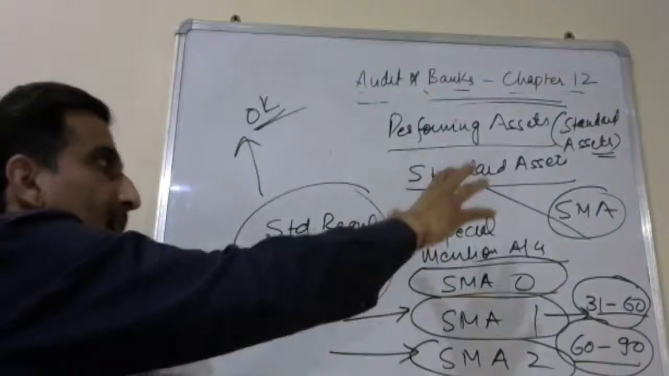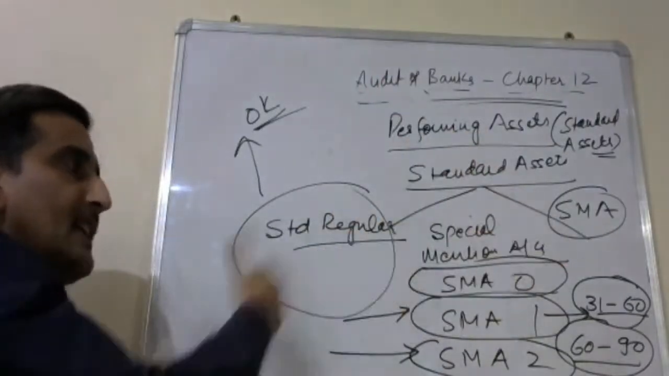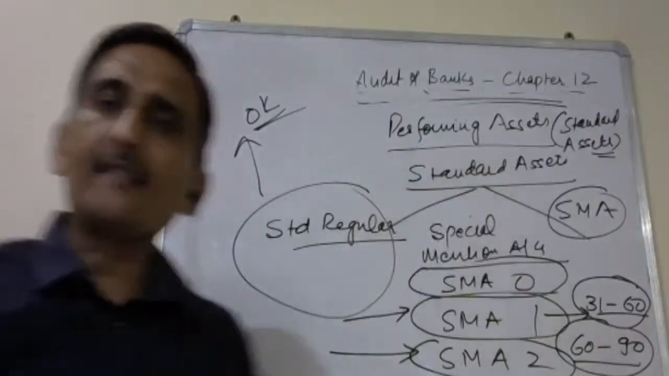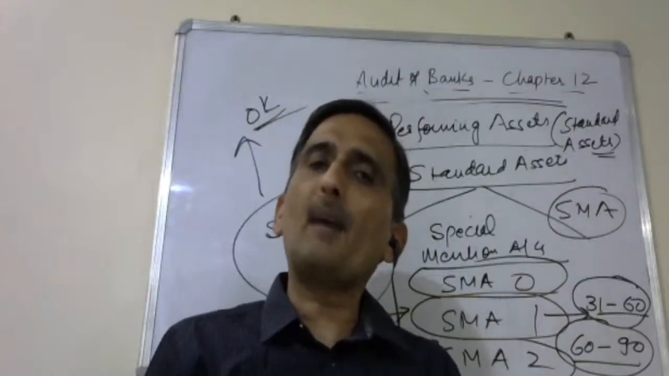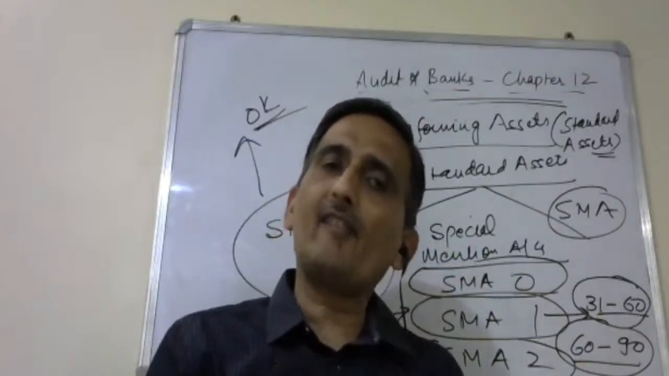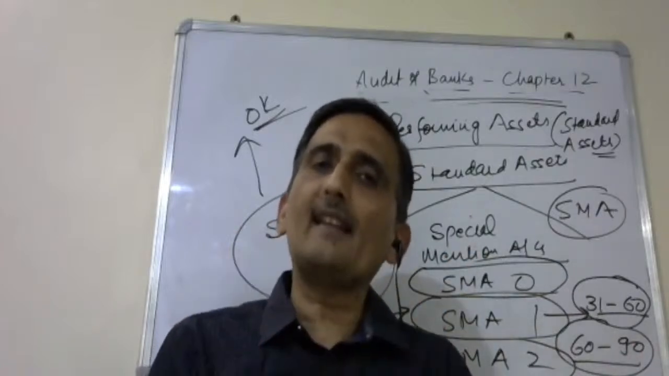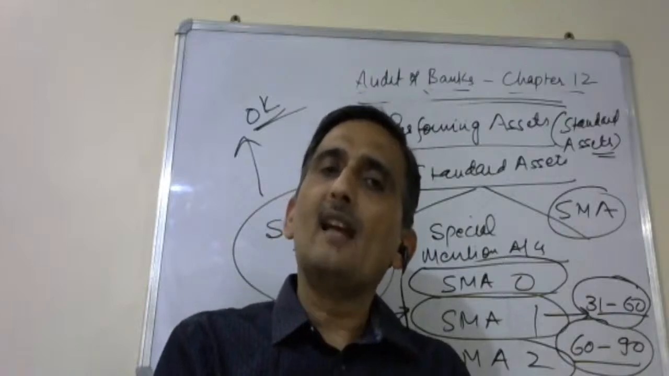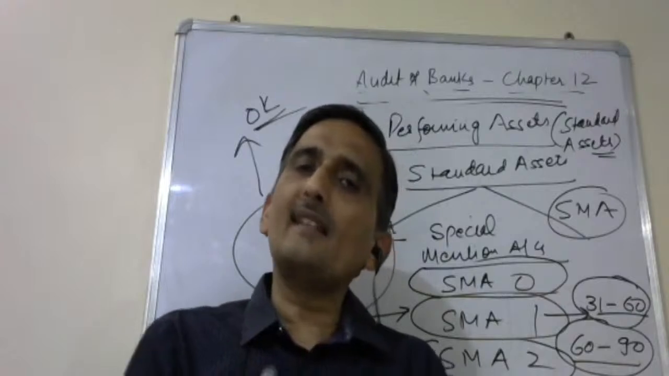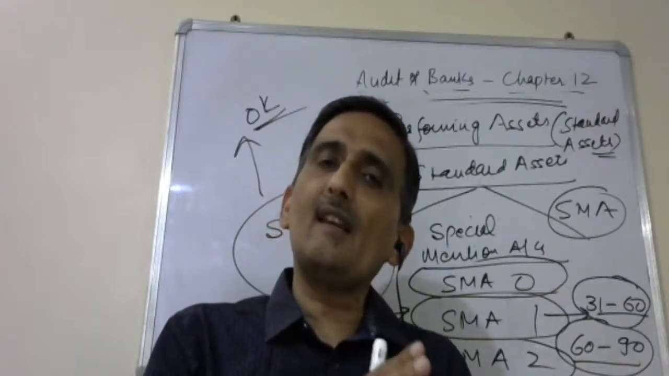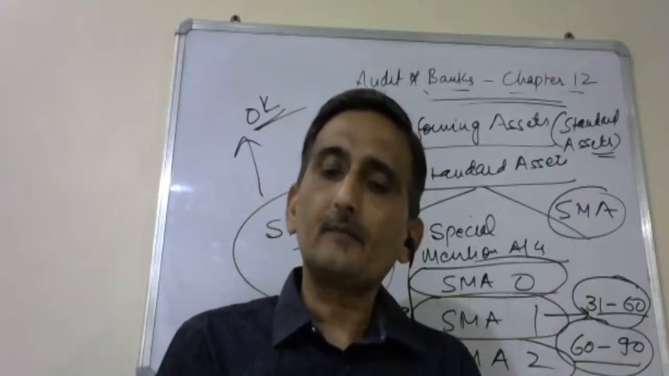For timing, you can understand that standard assets consist of two subcategories, standard regular and SMA. SMA accounts are special mention accounts, again broken into three parts: SMA 0, SMA 1 and SMA 2. SMA 0 means accounts showing some signs of stress. SMA 1 means having overdues between 31 to 60 days, and SMA 2 means having overdues between 61 to 90 days. Okay, so is that clear?